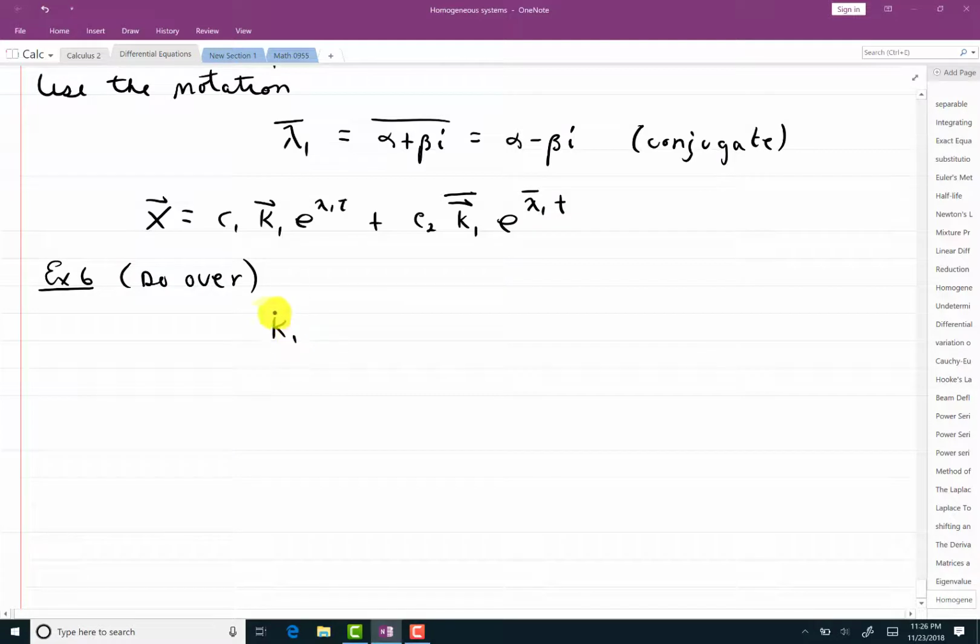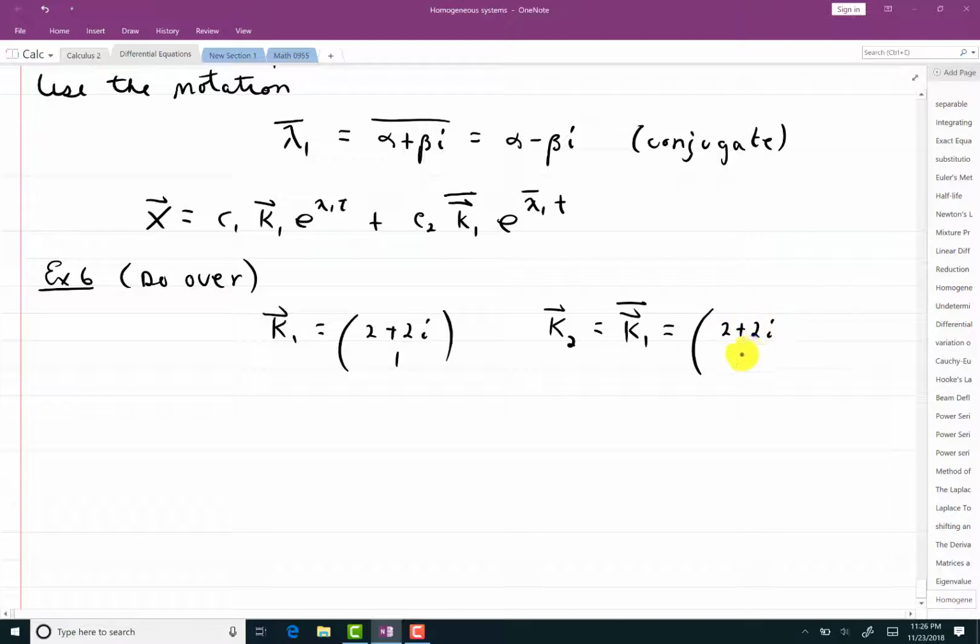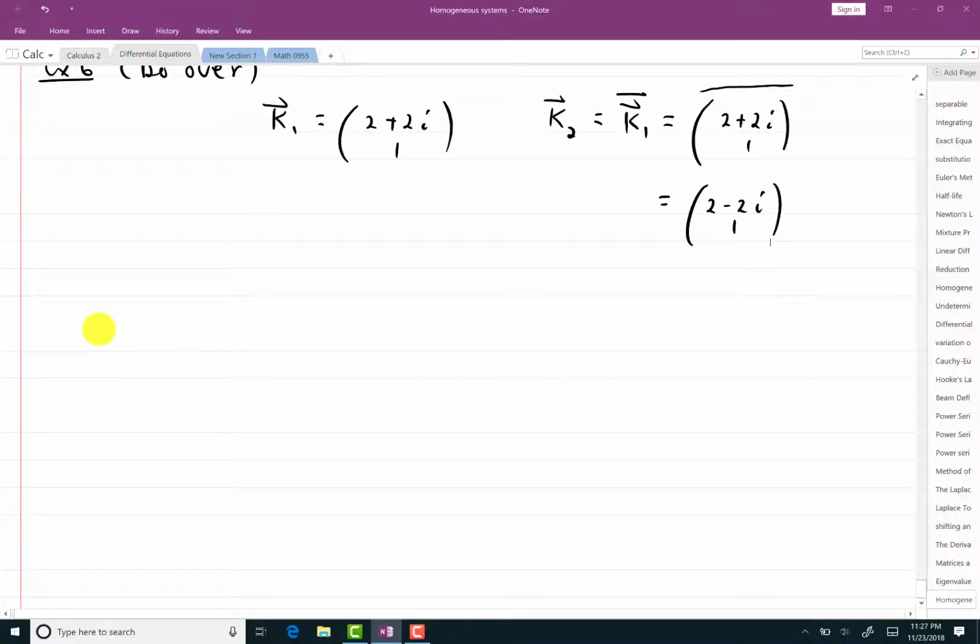We found K1 was equal to 2 plus 2i, 1. That means my second eigenvector, K2, is guaranteed. All I do is go through the entries and take their conjugates. So you get 2 minus 2i, 1, because this is like plus 0i.